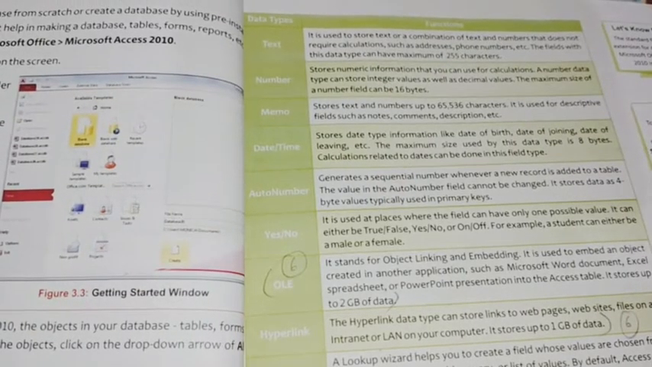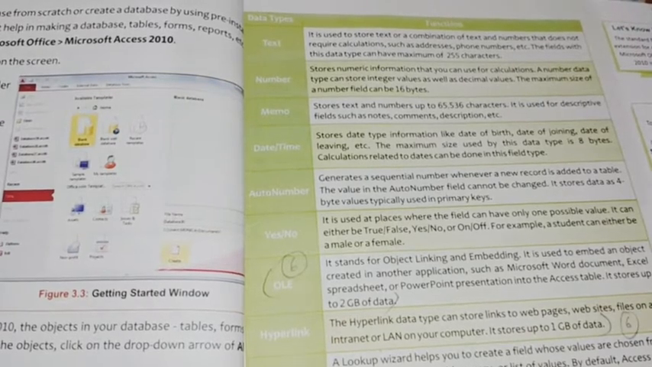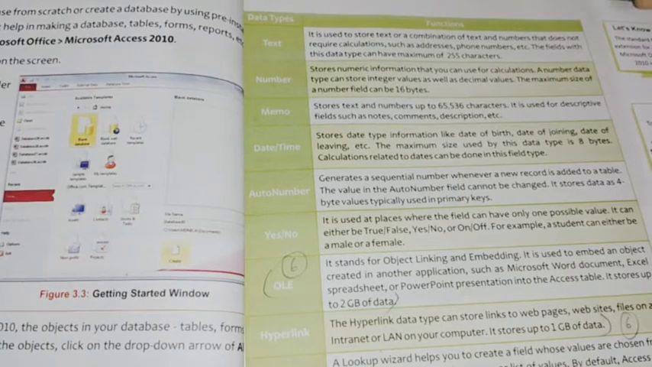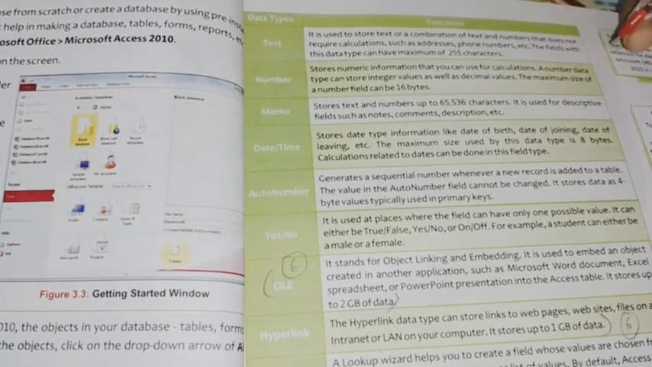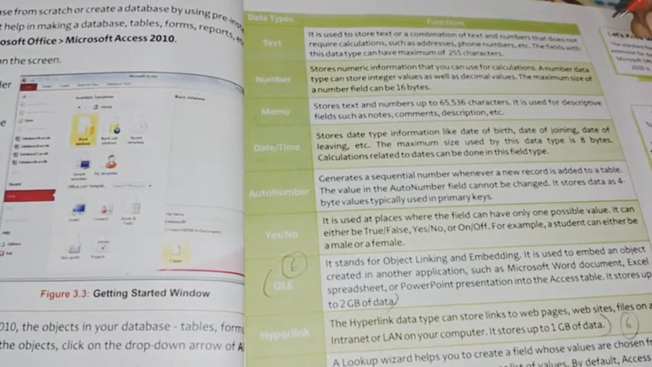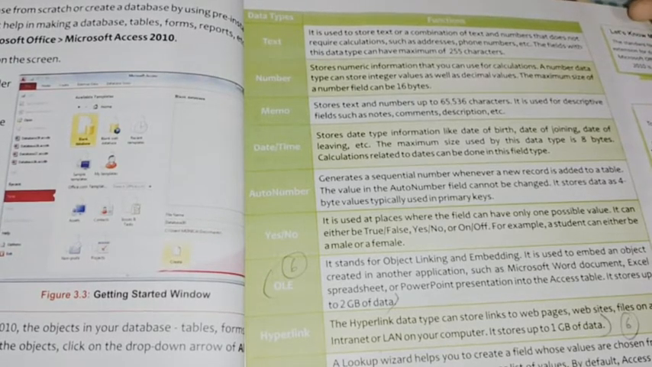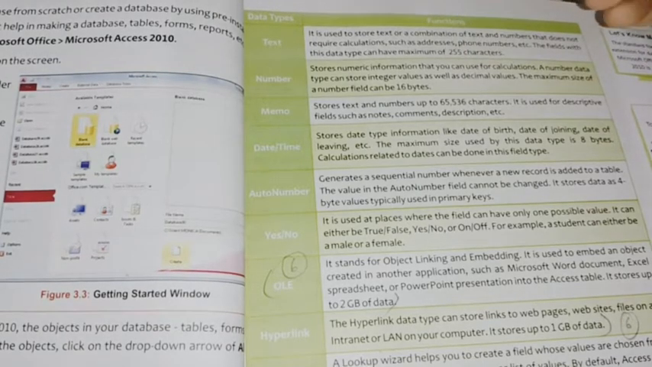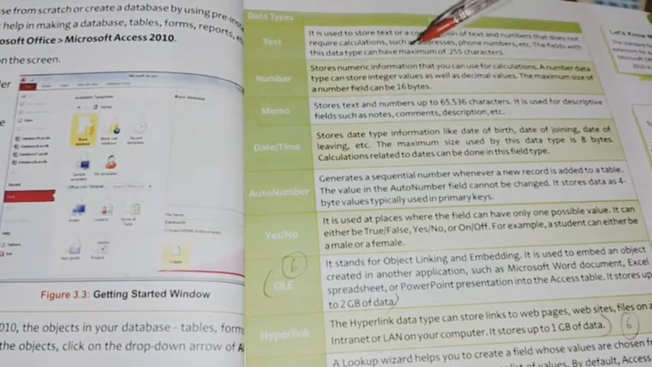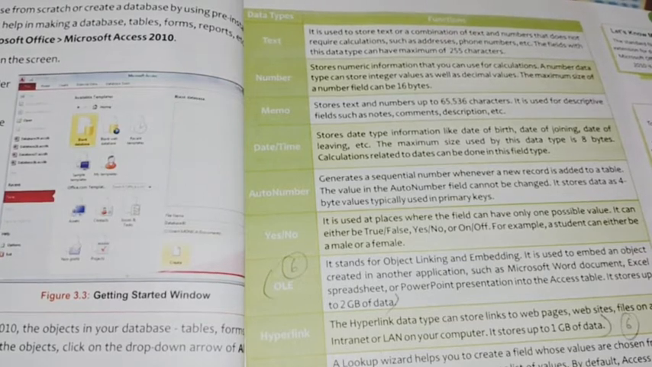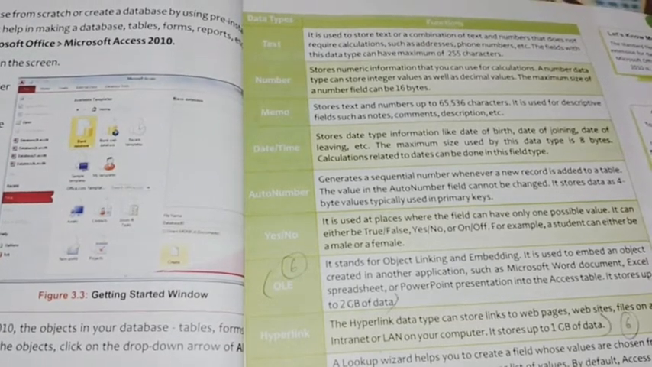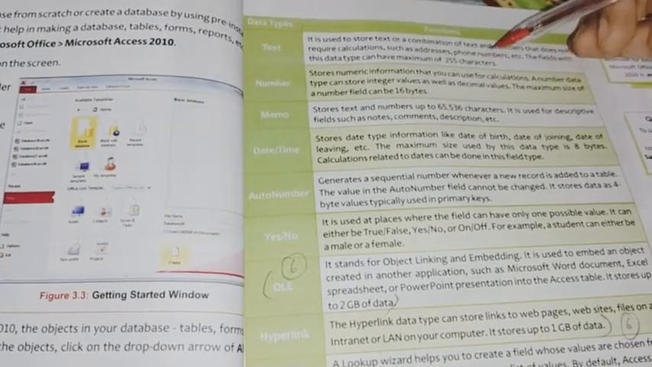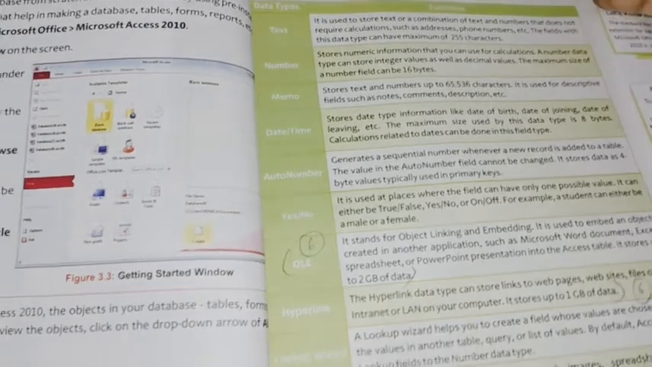So the first one is text. It is used to store text or a combination of text and numbers. Suppose you want to give the father name of the student, or name of the student, or address of the student, so in this obviously you need to enter alphabetical data. So if you want to enter alphabetical data, you need to give the data type text. And in this some numbers can also be there, suppose you are writing an address, so you have to write down the house number too, but the numbers which are here cannot be calculated.